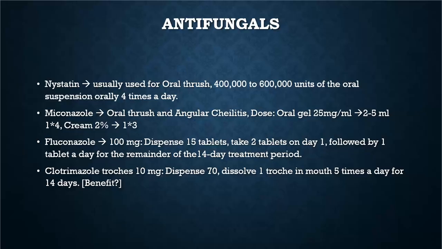Antifungals can be prescribed as well. Nystatin for oral thrush, 400,000 to 600,000 units, 4 times daily. Miconazole, for angular cheilitis or oral thrush, oral gel, 25 milligrams per milliliter, 2 to 5 milliliters, 1 by 4. Cream, 2%, 1 by 3. Fluconazole, 100 milligrams, dispense 15 tablets: 2 tablets on day 1, then 1 tablet a day for the remainder of the 14 days treatment period.